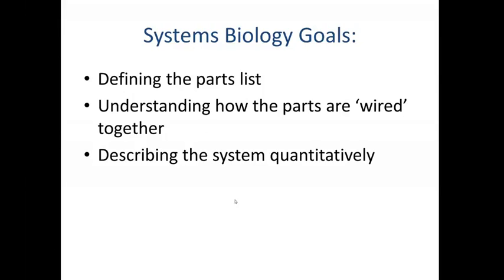So here are the goals of systems biology. First is defining the parts list of a system. Second is understanding how those parts are wired together, how the pieces fit and work together. And third is describing the system quantitatively, and that usually means mathematically.